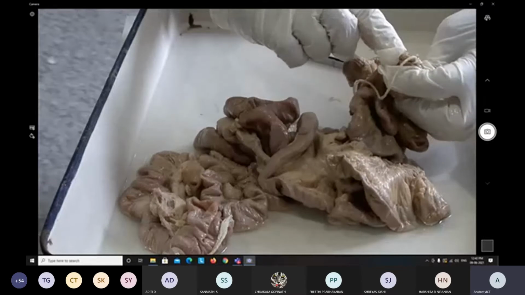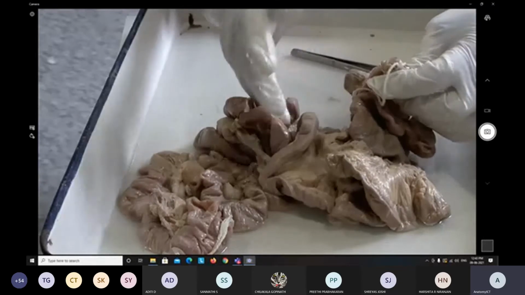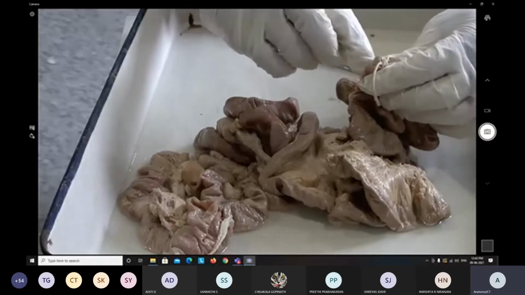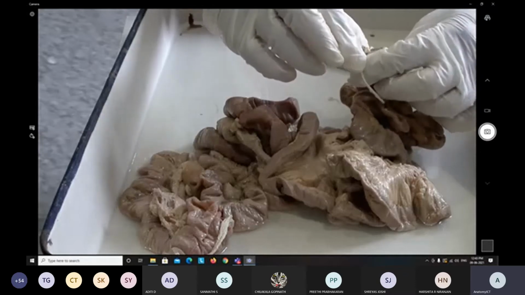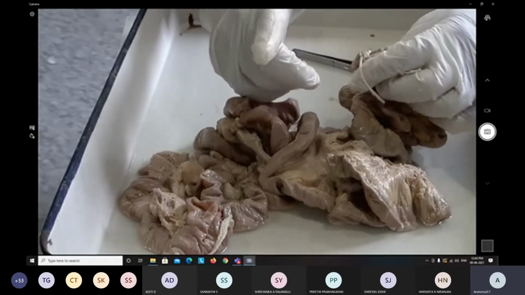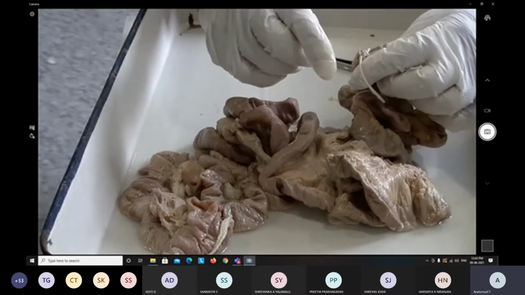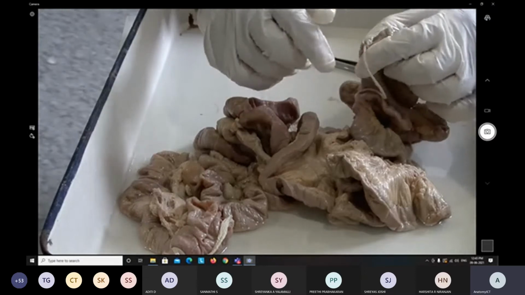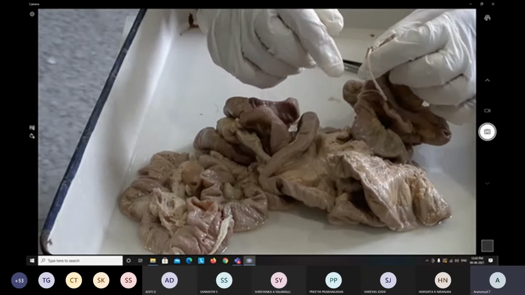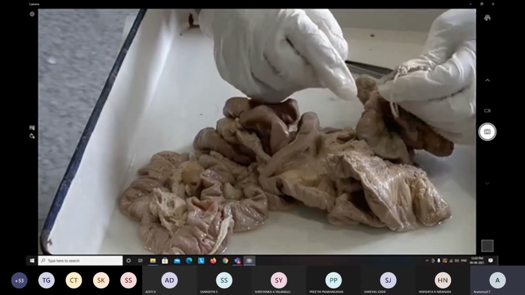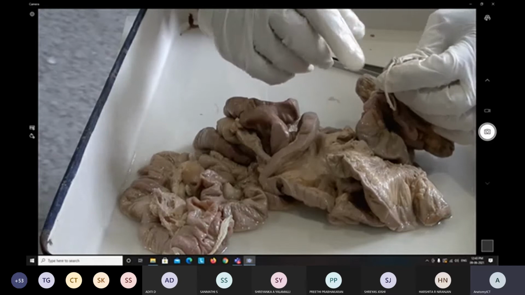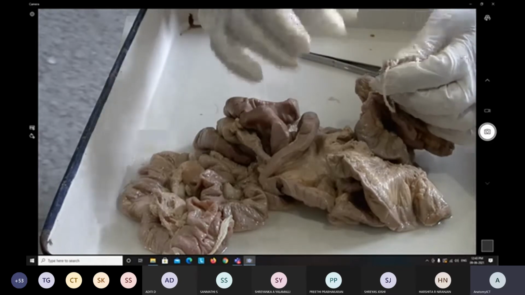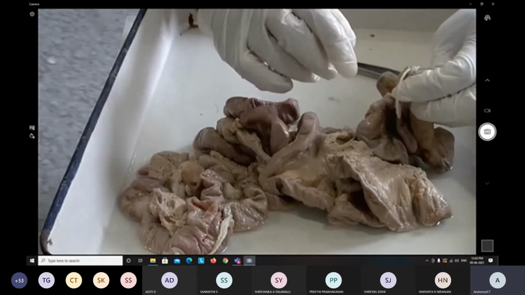This terminal part of the ileum is connected to the cecal part of the large intestine, in the form of the ileocecal junction, right? The terminal part of the ileum connects to the cecum on the medial side, at the upper two-thirds of the cecum. That part, the junction between the ileum and cecum, we call the ileocecal junction. Again, why am I giving more stress here?